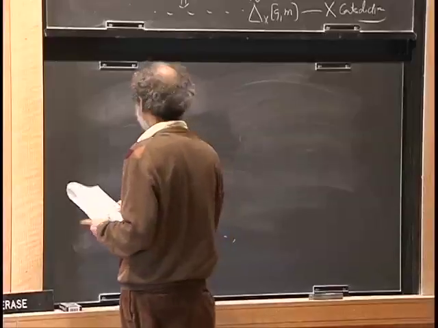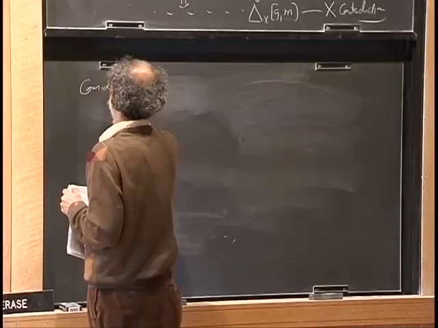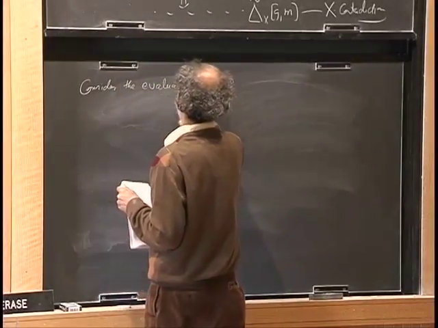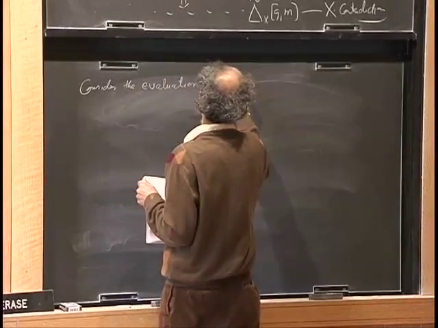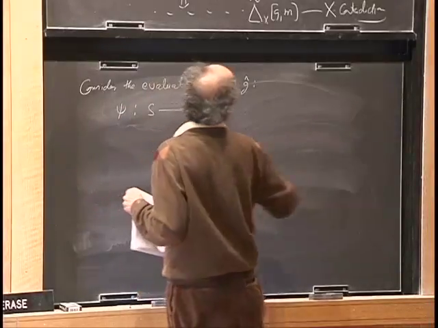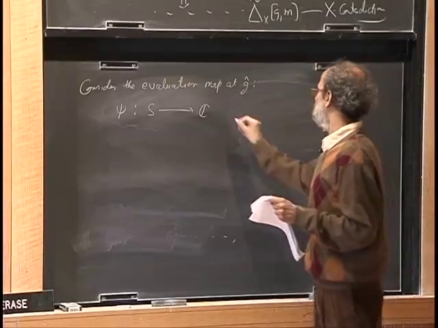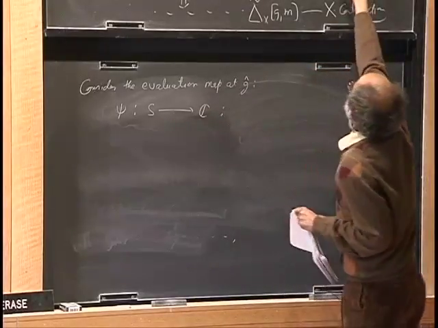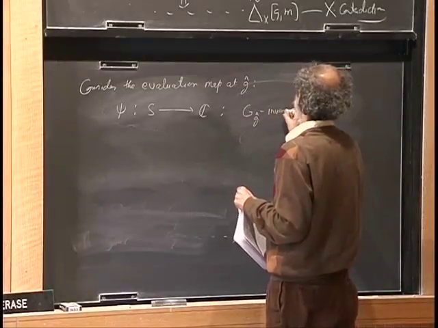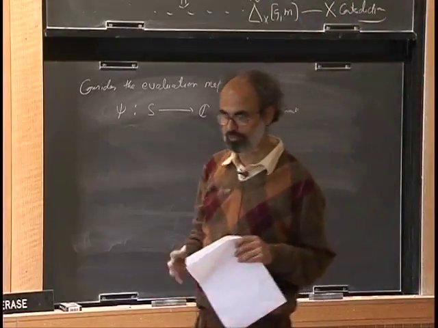And that immediately implies, now consider the evaluation map at g hat. Given a function S, this evaluation map just evaluates it at g hat, and that would give you this. This map is invariant, because evaluating at g hat is not changed by the stabilizer of g hat.